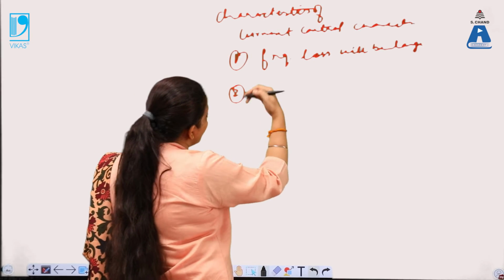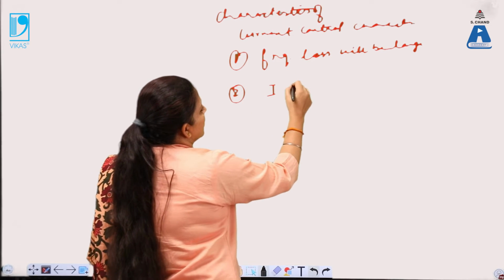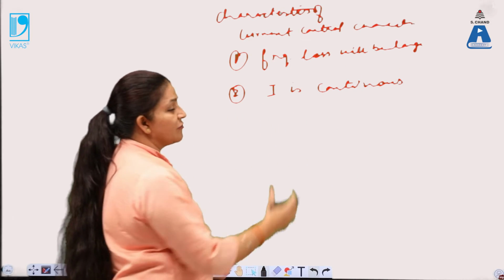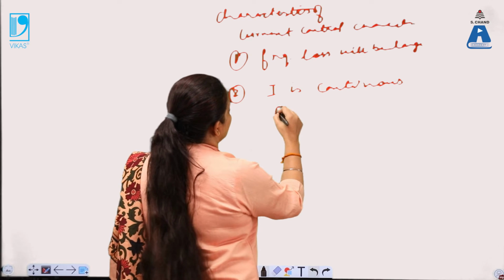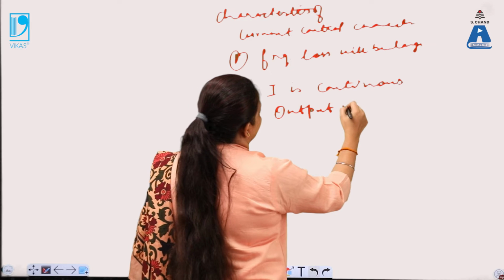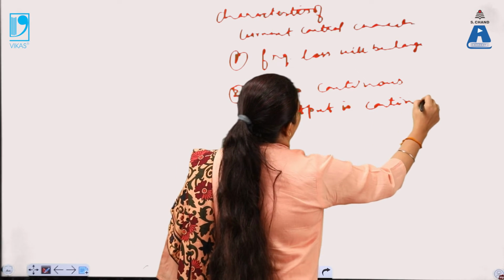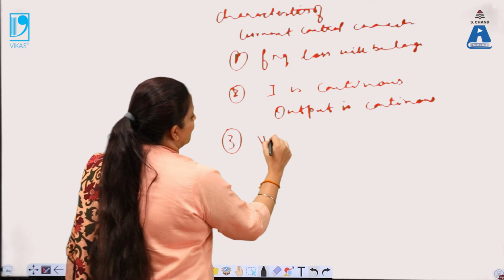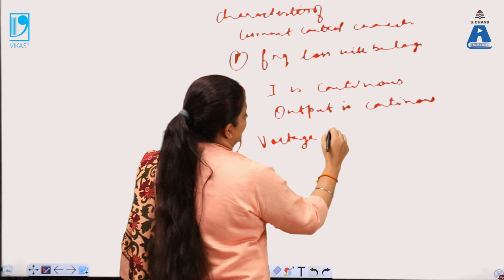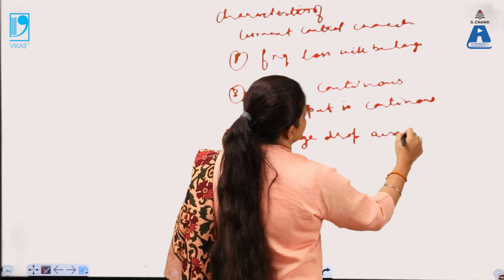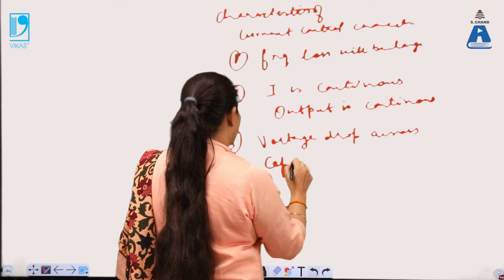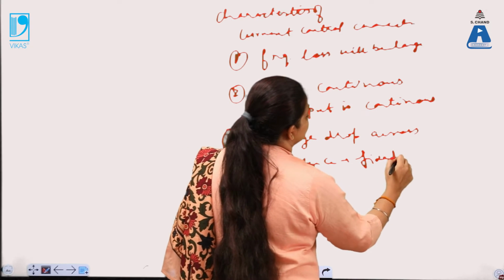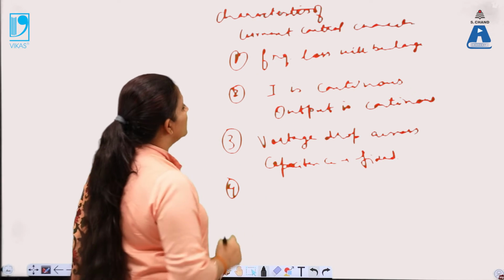Secondly, the main advantage of this is that the current is continuous always, meaning the continuous value of the current is taken as an output, the output value is continuous. Third one, the voltage drop across capacitance C can be fixed. Fourth one, the frequency loss.